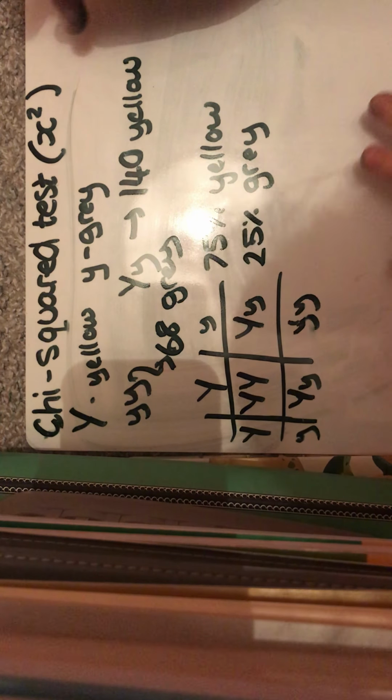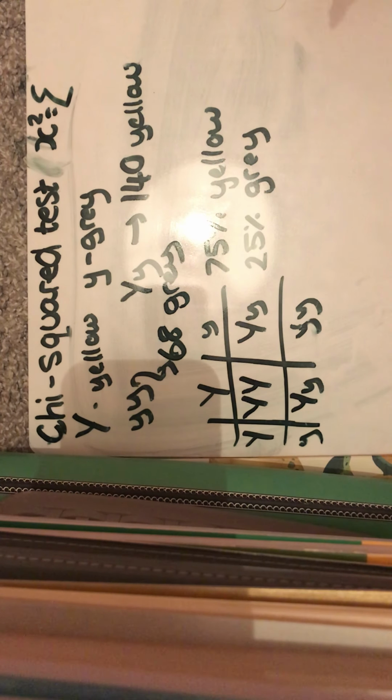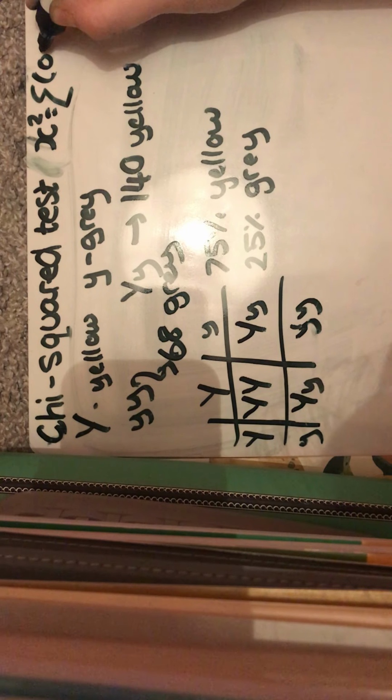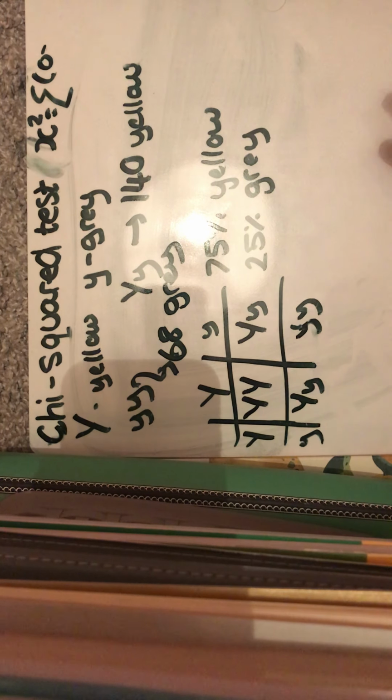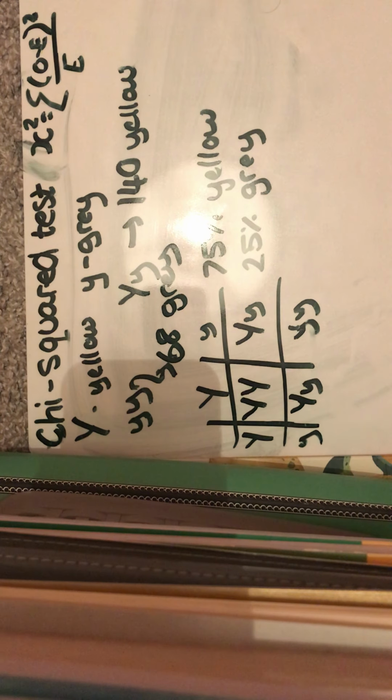Now I'm just going to write the equation up here. So x squared equals the sum of O minus E, all squared, divided by E, O being the observed value and E being the expected value. And this is probably best put into a table so that your working is a lot clearer, especially if it's in the exam for a marker. It would be a lot easier to do it like that.